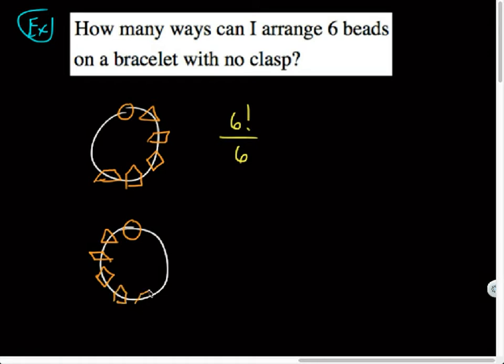Yeah, I agree these are the same exact bracelet, except what happened? You rotated them. It was flipped over. Right? Because just like your car keys or a bracelet, it could sit on a flat surface flipped over, and that's going to eliminate half of my possibilities. So I'm going to have another 2 in the denominator to account for the flipping.